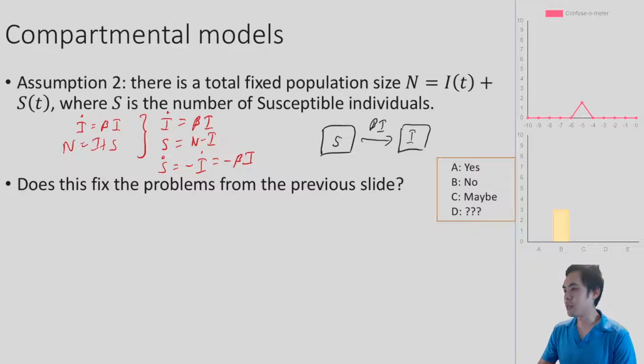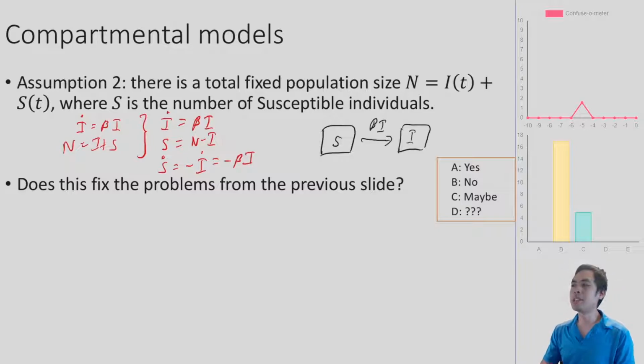Okay, so it looks like people think this doesn't fix the problems from the previous slide. A few people say maybe. Does someone who said no want to put in chat why you think this doesn't fix things? So what's wrong? We now have a total fixed population size N, and then we're saying that some number of people go from susceptible to infected.